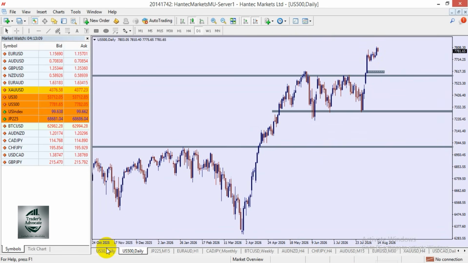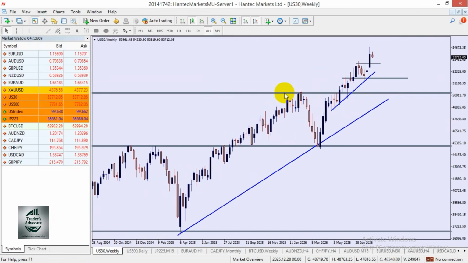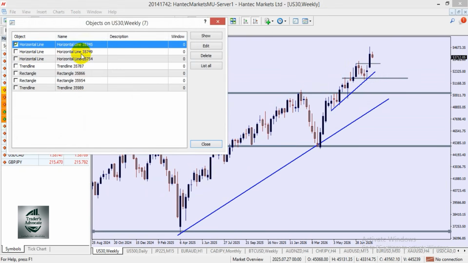So let's look at the US 30. We're done with the S&P 500. Let's look at the US 30. The US 30 is also the same thing. We broke out of a range, a simple breakout, and we're currently pointing all the way up. Let me clean all of this. Let me find myself a cleaner shot.